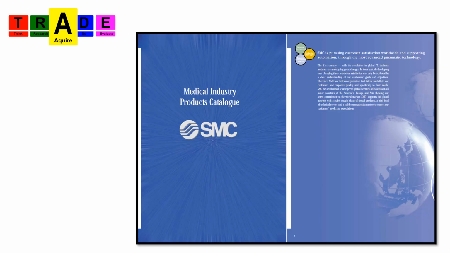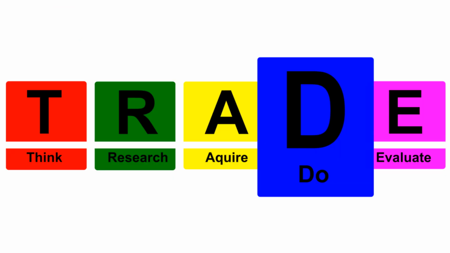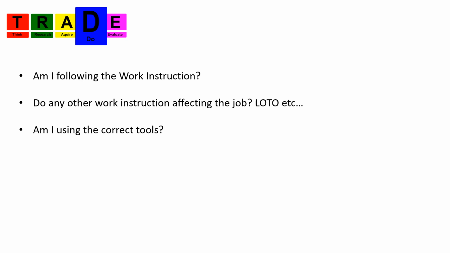Here's an example of specific standards for an industry. Here we have the SMC's medical industry product catalogue, all components and parts certified to be used in a medical application. The next step in our trade method is the do, performing the task. Let's ask some questions. Am I following a work instruction? Are there any other work instructions affecting the job? For example, lockout and tag out, isolating a piece of equipment. Am I using the correct tools?